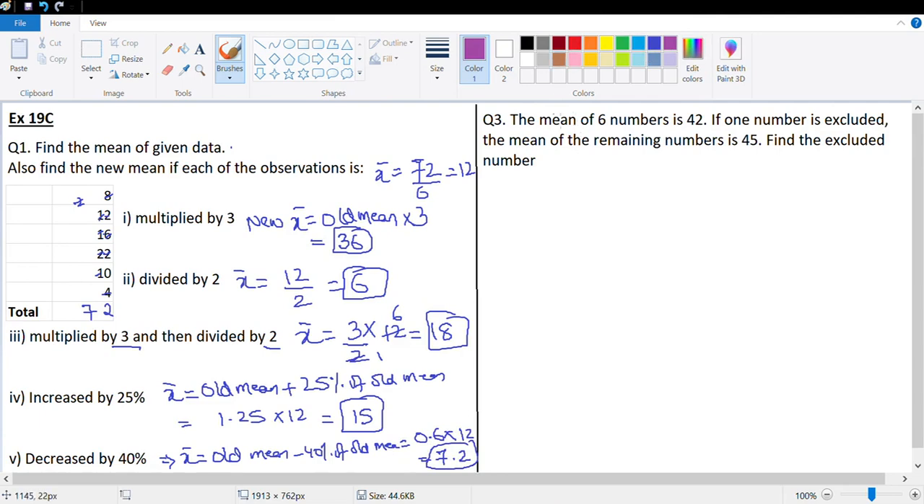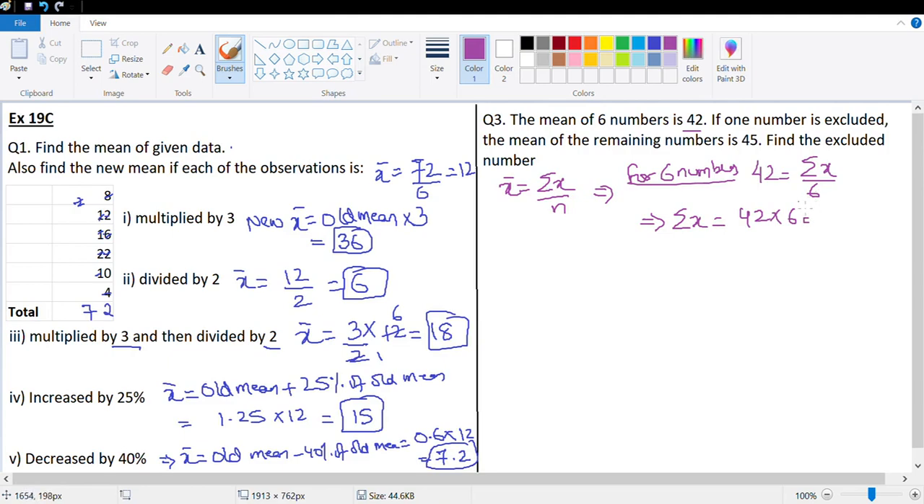The next question says, question number 3. The mean of 6 numbers is 42. Formula we know is mean is equal to summation x upon n. So for 6 numbers, mean is 42. So 42 is equal to summation x upon 6, which means summation x for 6 numbers is 42 into 6, which is equal to 252. Perfect. So this is the sum of 6 numbers.